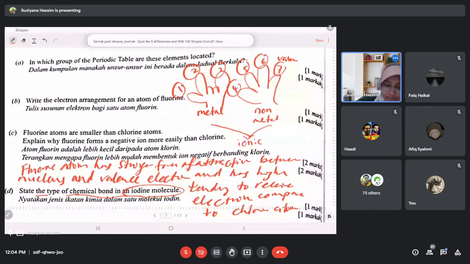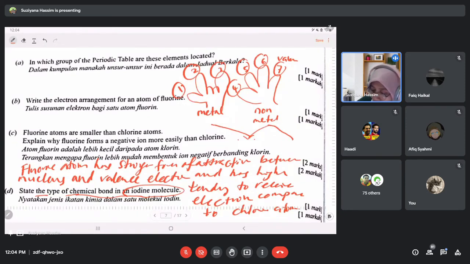Okay. But if one element is from here and another one from the same group, I have to erase this one first. Okay, sayang. One element from here, one element from here, so it forms covalent. Spelling must be correct, sayang.